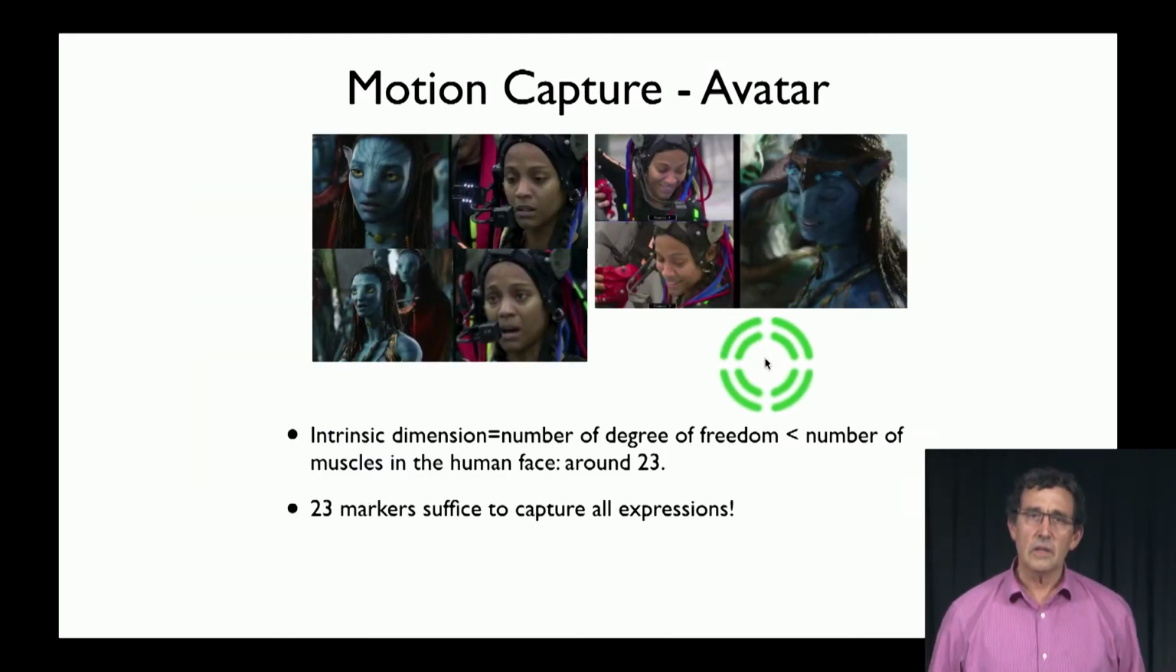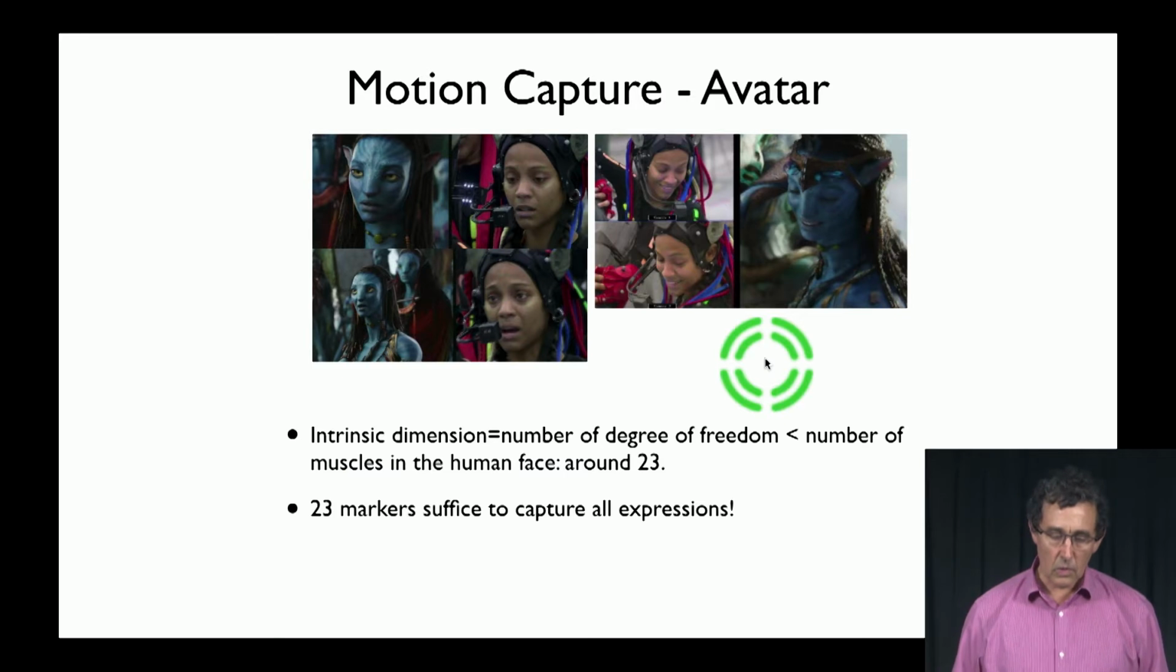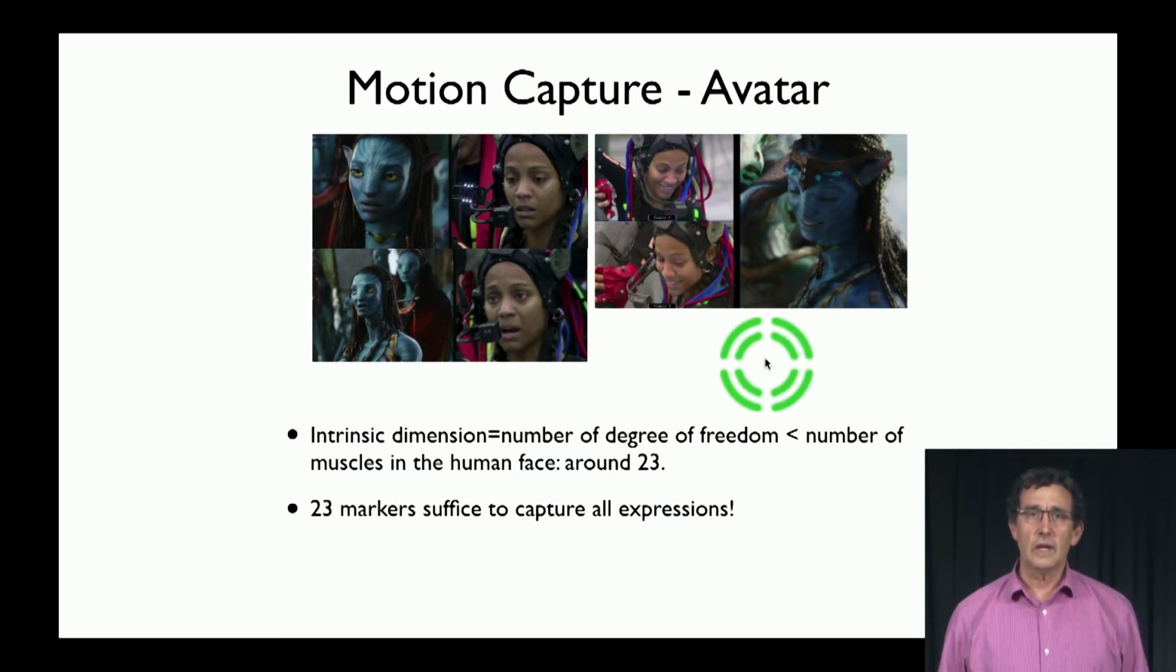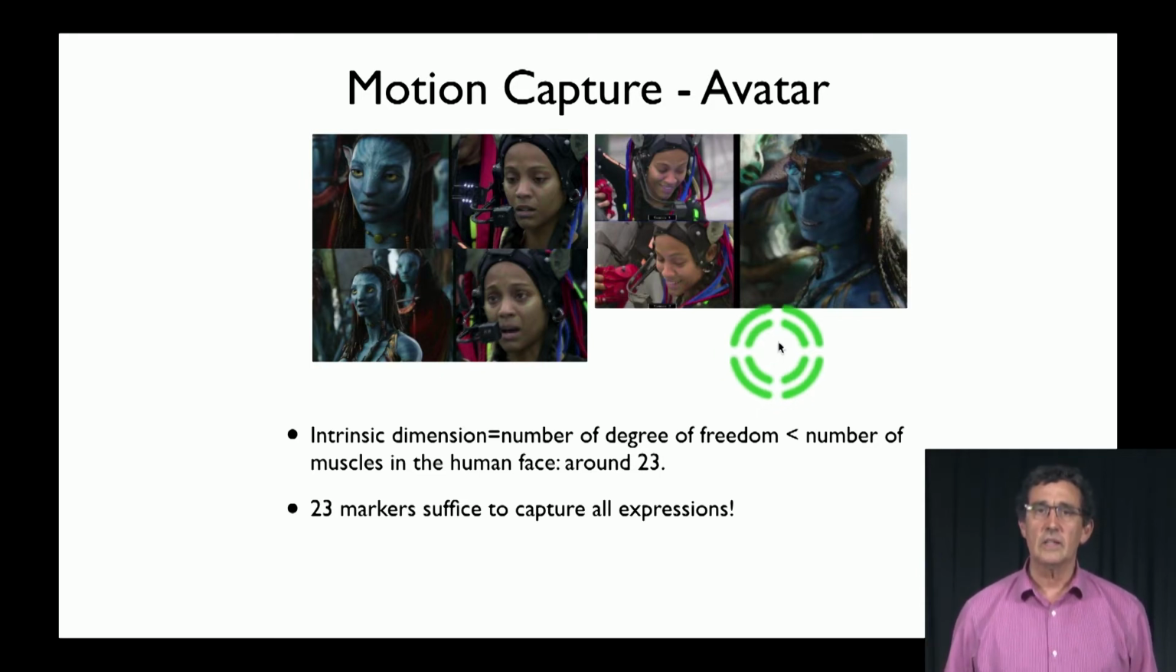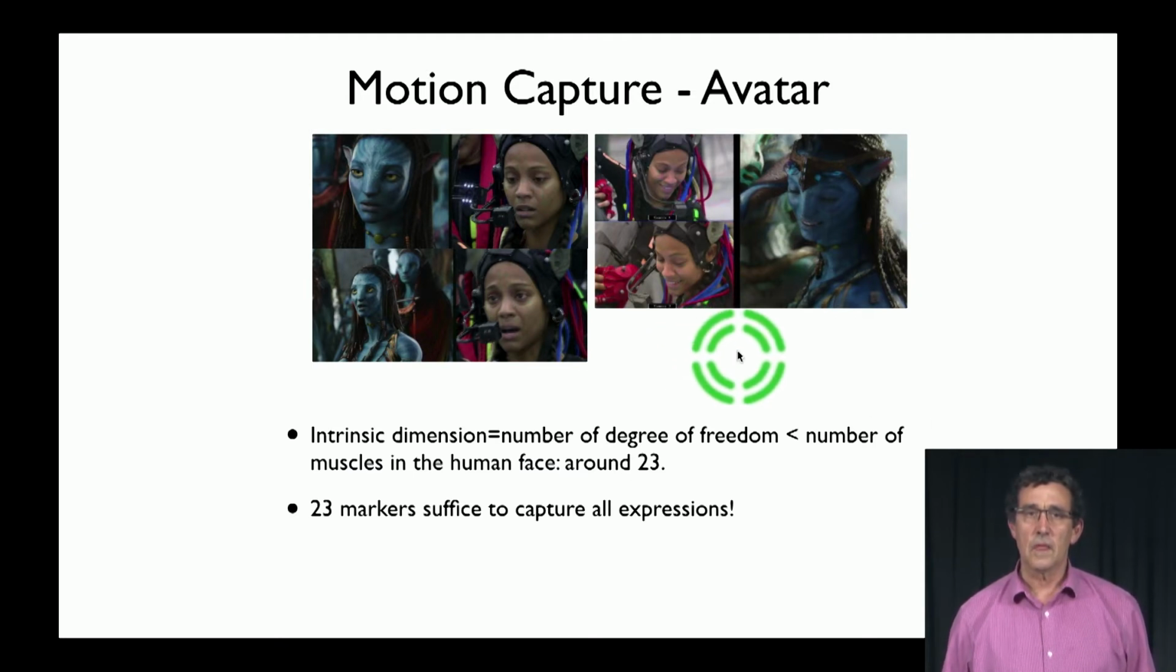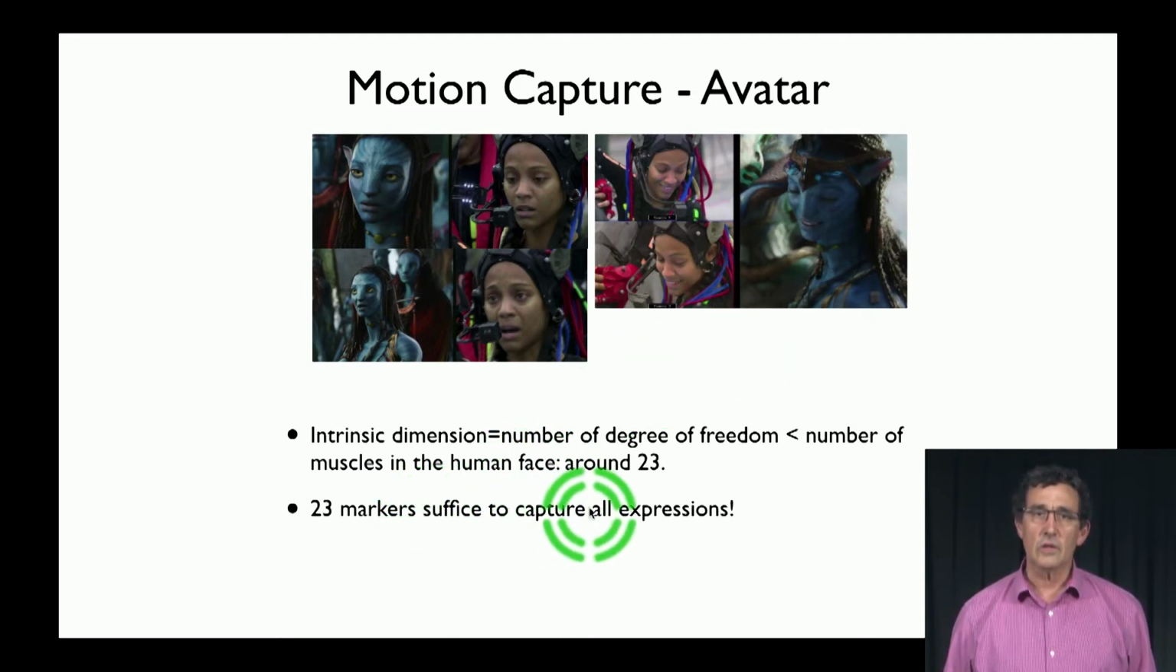But these dots that we have on the face might actually give us redundant information, because even though we have a lot of different facial expressions, really all of our facial expressions are controlled by the muscles of our face, and we have about 23 muscles. That basically gives us the dimensionality that we need in order to track the face. So in effect, 23 markers will suffice to capture all expressions.